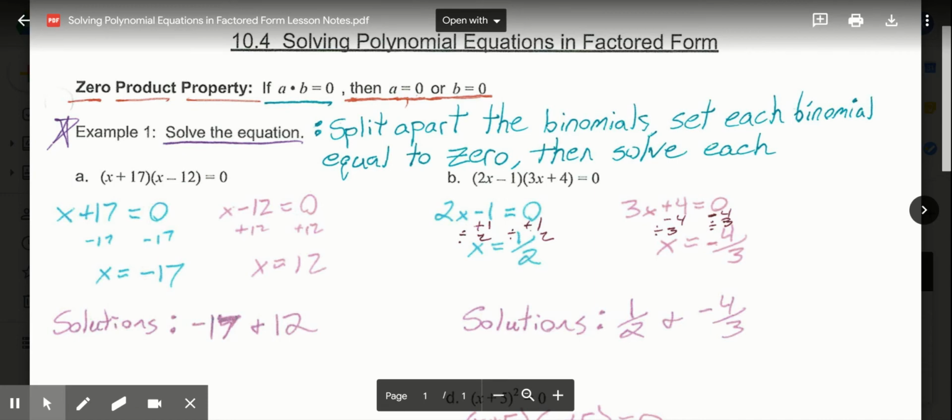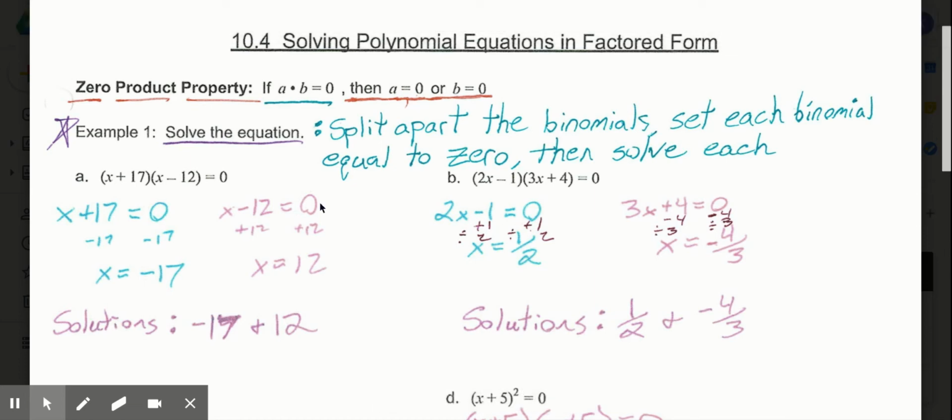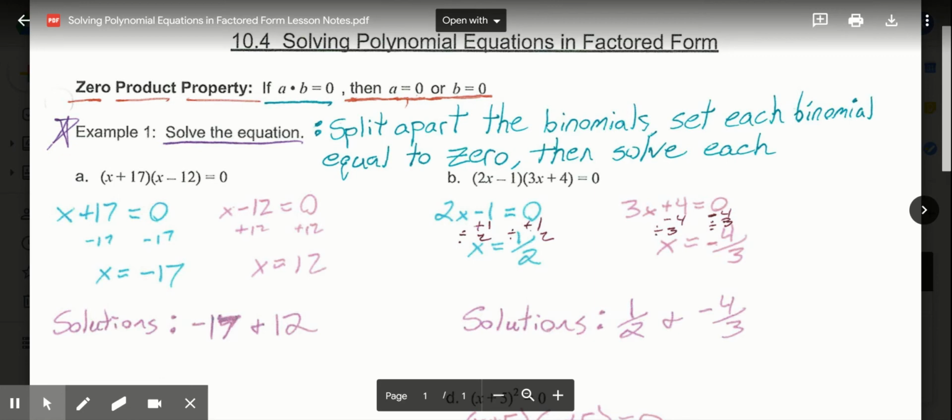To solve x plus 17 equals 0, we're undoing the order of operations. We subtract 17 from each side, and x equals negative 17. Also, for x minus 12 equals 0, to solve for x, we have to add 12 to each side, and x equals 12. So this problem technically would have two different solutions: x equals negative 17 and x equals 12.